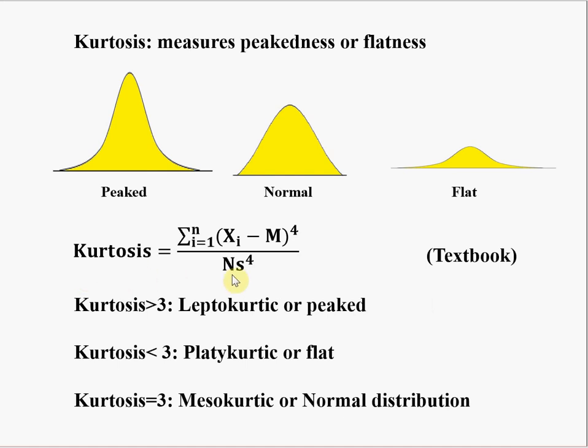This is one formula for kurtosis. On the top is a big sum of the deviation raised to the fourth power. At the bottom is the number of cases multiplied by the standard deviation raised to the fourth power. The textbook uses this formula. So if this index number is larger than 3, it is peaked. If it is smaller than 3, it is flat. And if it is equal to 3, it's not peaked, not flat, just normal.